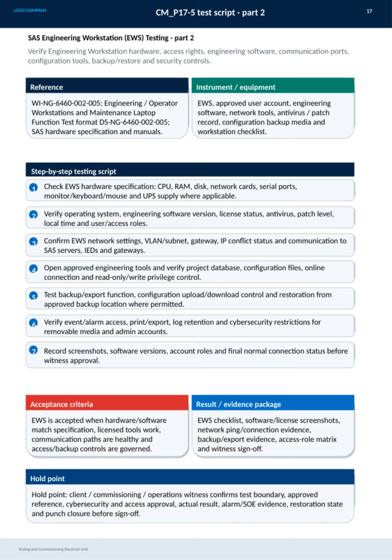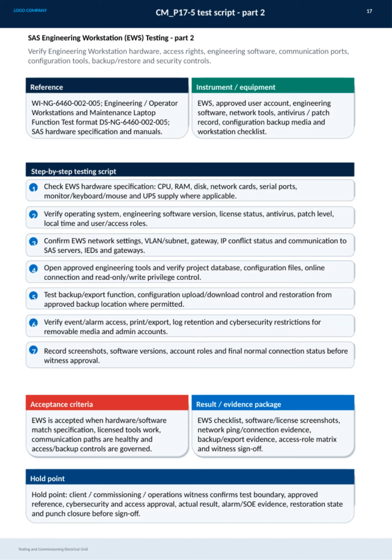The process continues with verifying event and alarm access controls, log retention, and cybersecurity restrictions, especially for removable media and administrative accounts. Throughout the testing, we record screenshots, software versions, user roles, and connection statuses to provide clear evidence before gaining witness approval. The acceptance criteria require that hardware and software specifications match, licensed tools operate correctly, communication paths are stable, and access and backup controls are properly managed.